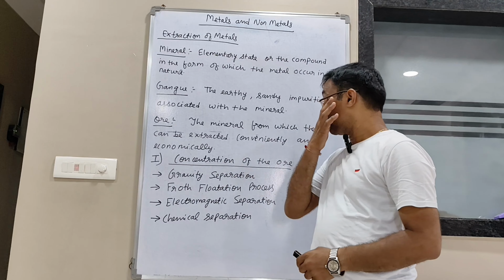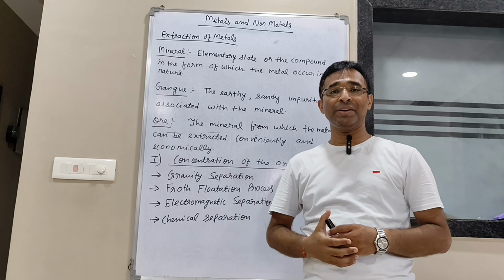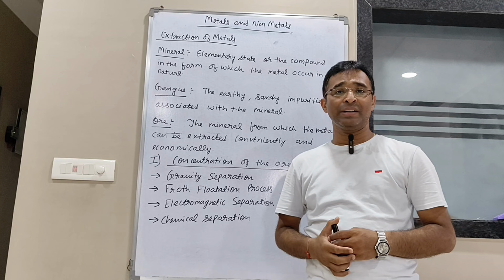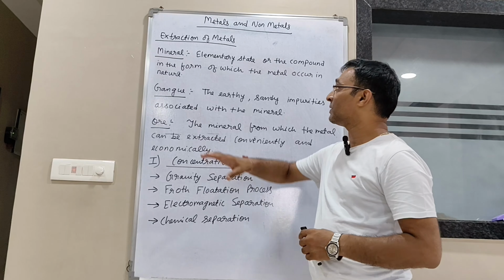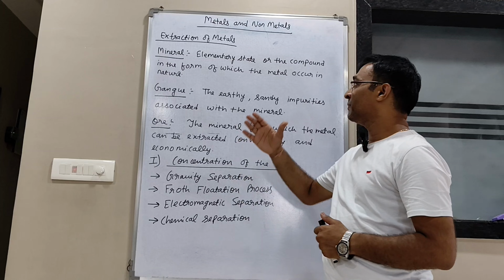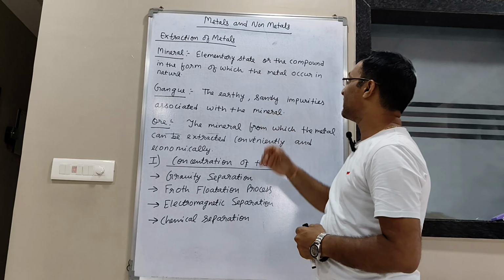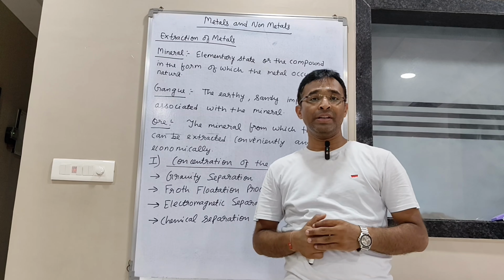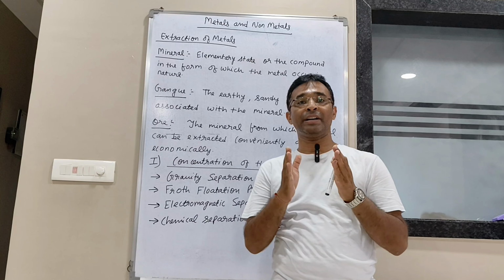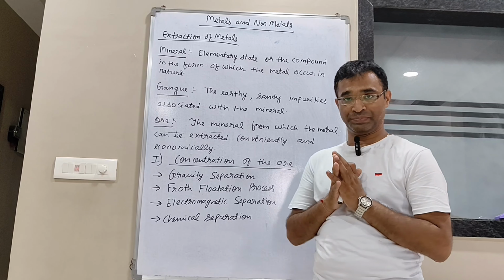Before moving on to the step-by-step process of extraction, let's discuss three important terms which are necessary to understand in the extraction of metals. First is minerals. What do you understand by the term minerals? The elemental state or compound in the form of which metal occurs in nature. In nature, the state in which the metal is present is known as its mineral.